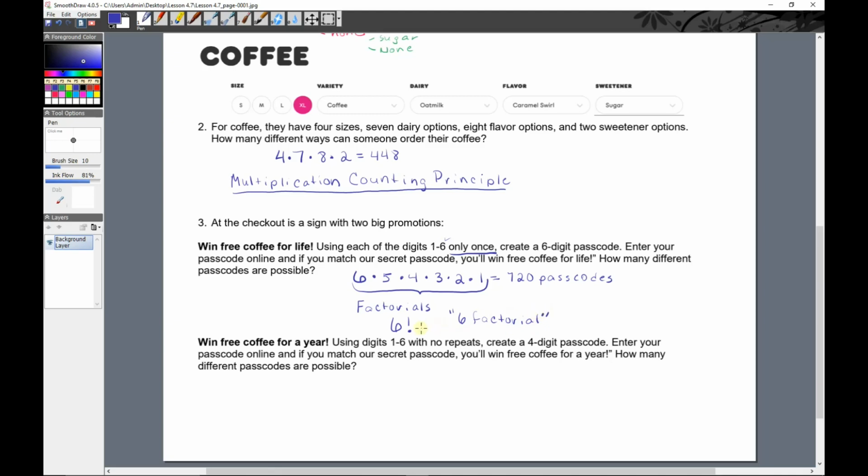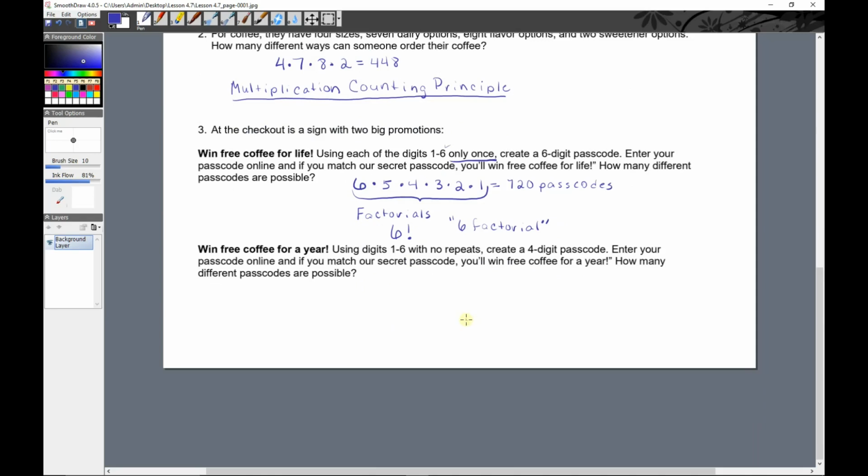Now you do have this symbol, this exclamation point, in the TI-Nspire calculator. I didn't take time to show kids because I don't know that it's really important to find it, but it is there. If you just type 6, find that exclamation point symbol, and hit enter, you'll get 720.